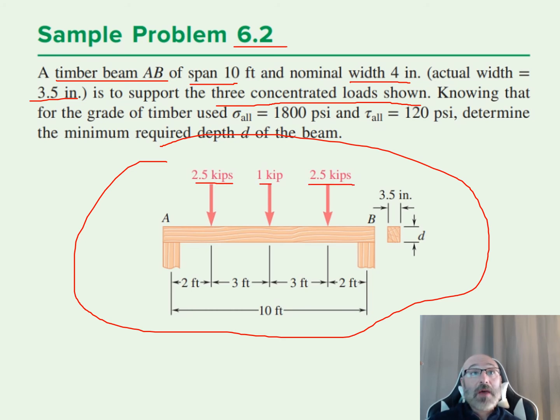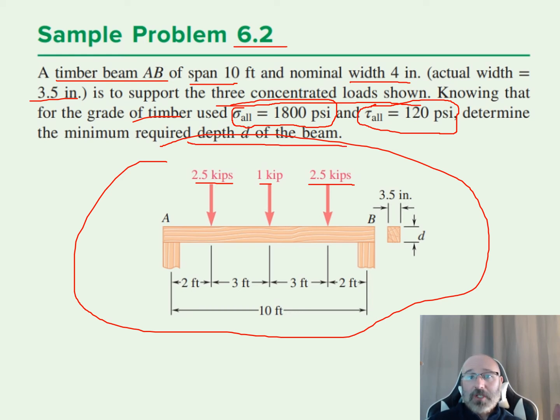Now, knowing that for the grade of timber used, our allowable normal stress is equal to 1800 psi, and our allowable shear stress is 120 psi. They give us that information for this grade of timber. They ask us now to determine the required depth D of the beam.